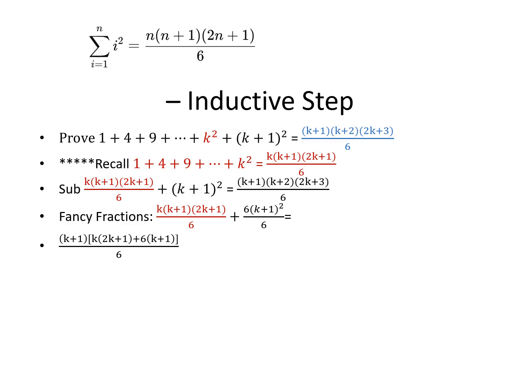If I factor out a k plus 1, then I have this expression that needs to be distributed. And then when I distribute, I get the k plus 1 times this trinomial 2k squared plus 7k plus 6 all over 6. But I can factor that trinomial, and if I factor that trinomial, I get k plus 1 times 2k plus 3 times k plus 2 all over 6, and that is in fact the same thing as what we were trying to prove in the first place. So now the blue things match, and we are done.